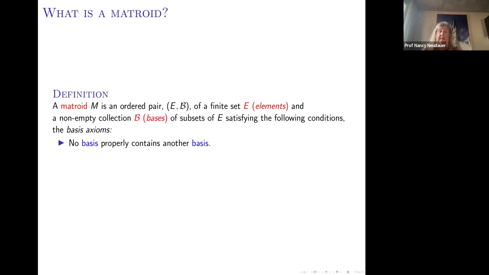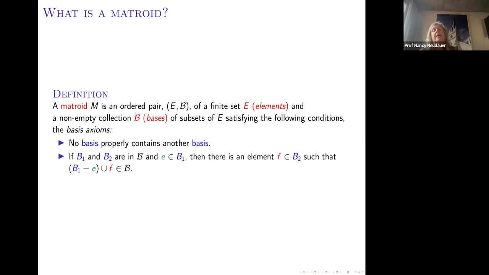Well, the first is no basis properly contains another basis. We know this is true for vector spaces, and this is true for spanning trees of graphs because they're always the same size, so one's not going to contain another properly. And then we have this exchange property. And that is exactly what a matroid is. Anything that satisfies these 2 properties is a matroid.